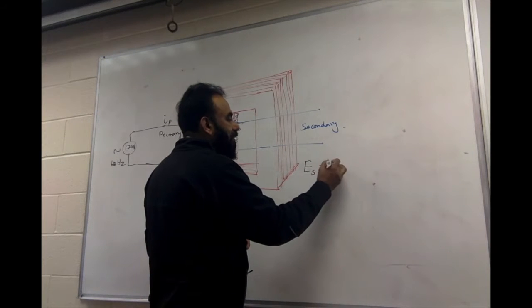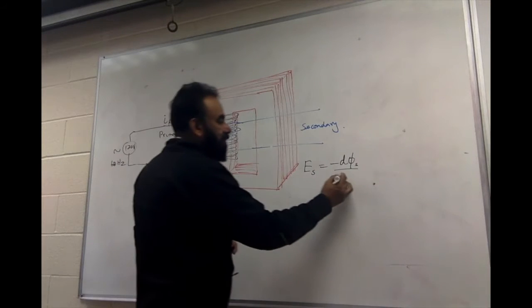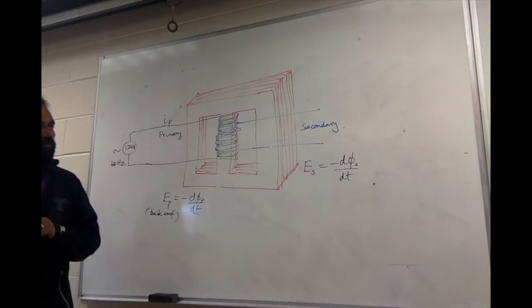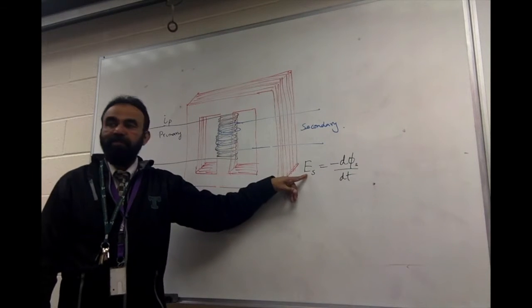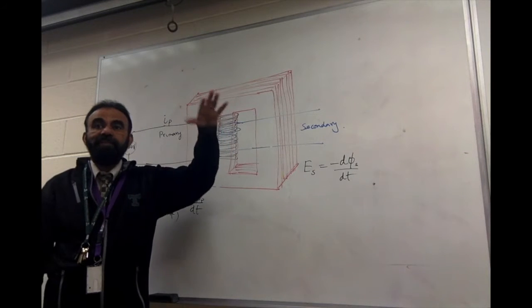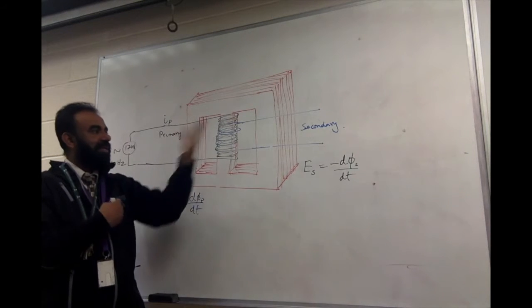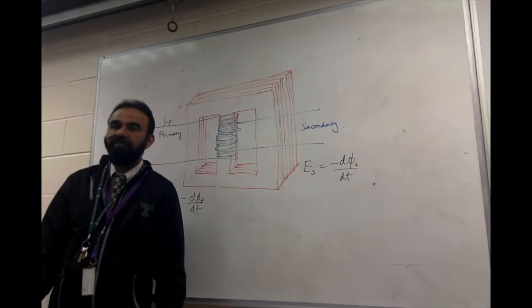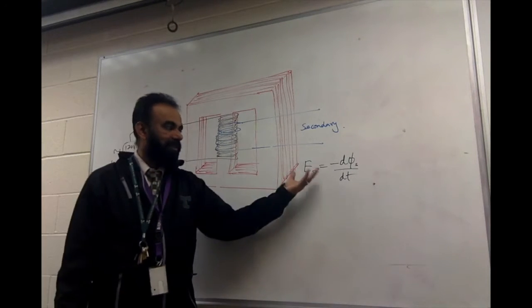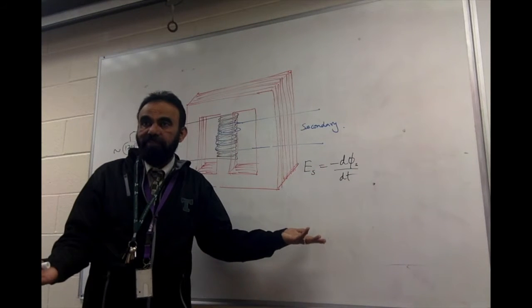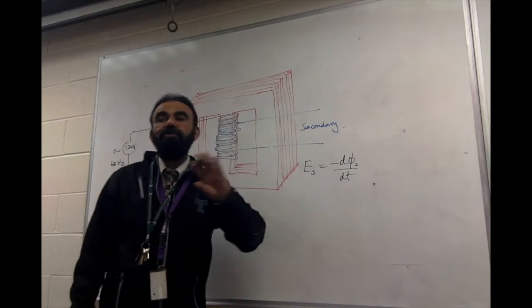So ES is minus d phi s over dt. How did this EMF come into existence? This EMF came into existence because the secondary is a different wire, right? So if the primary can have a back EMF, can't the secondary also have a back EMF? And that's what it gets. Well, this is the back EMF, but that is the only EMF in the secondary. It's not opposing anything. That is what is available right there. And this is caused by mutual induction.